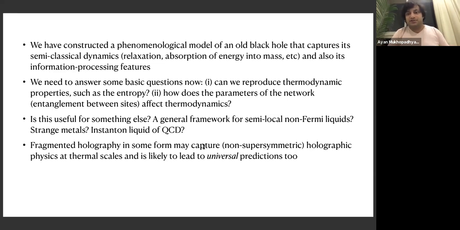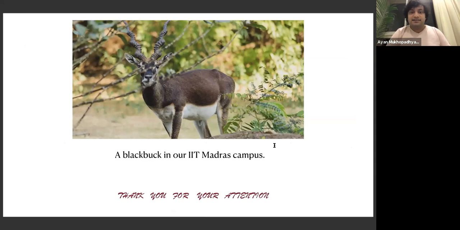This is exactly what my message is. Okay, so that ends my talk. I just end with a picture of this endangered species. It's a black buck on our IIT Madras campus. So if you come to our campus, you will see one of these creatures. And thank you for your attention.